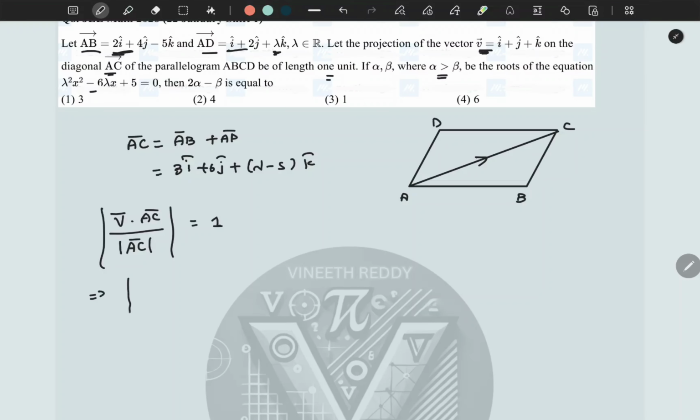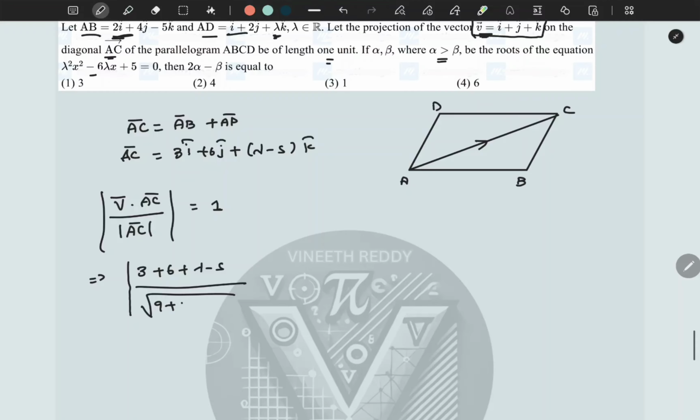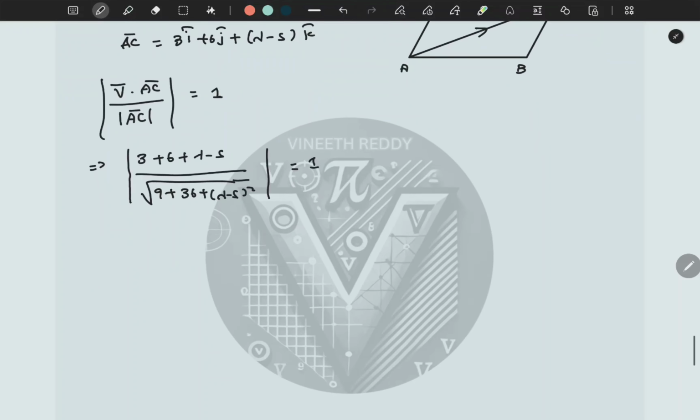Okay, so what is V dot AC, dear students? AC is this. So what do we get in the numerator? Now we'll take the dot product of vector V and AC. What do we get? 3 into 1 is 3, plus 6, plus lambda minus 5, right? Correct, no? Projection of V on AC will be V dot AC by magnitude of AC, and in the denominator, what do we get? 3 square is 9, plus 6 square is 36, plus (lambda minus 5) whole square. This should be equal to 1, right? So we get 3 plus 6 is 9, 9 minus 5 is 4, so we get mod of 4 plus lambda is equal to under root of 9 plus 36 is 45 plus (lambda minus 5) whole square.